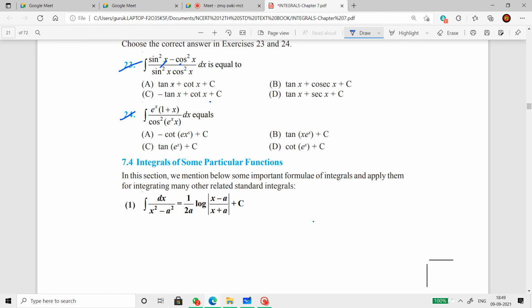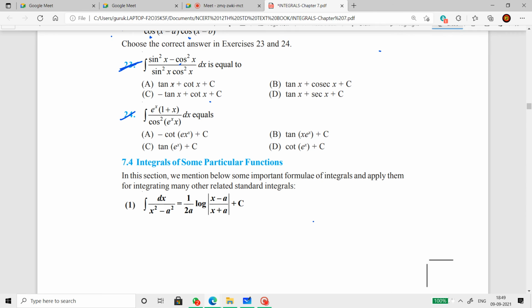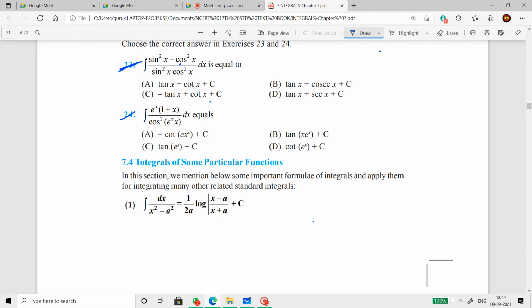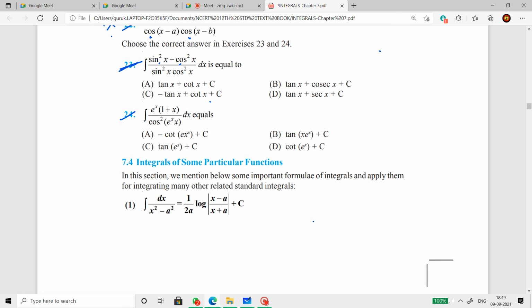The next question is 23rd one, wherein it is given sine square x minus cos square x by sine square x into cos square x. We did 2-3 sums of the same pattern. So just separate the terms. Write it as sine square x by sine square x cos square x minus cos square x by sine square x cos square x. Some terms will get cancelled. Remaining will take you to a step where you can comfortably integrate. So 23rd, I think you all will be able to do it on your own.